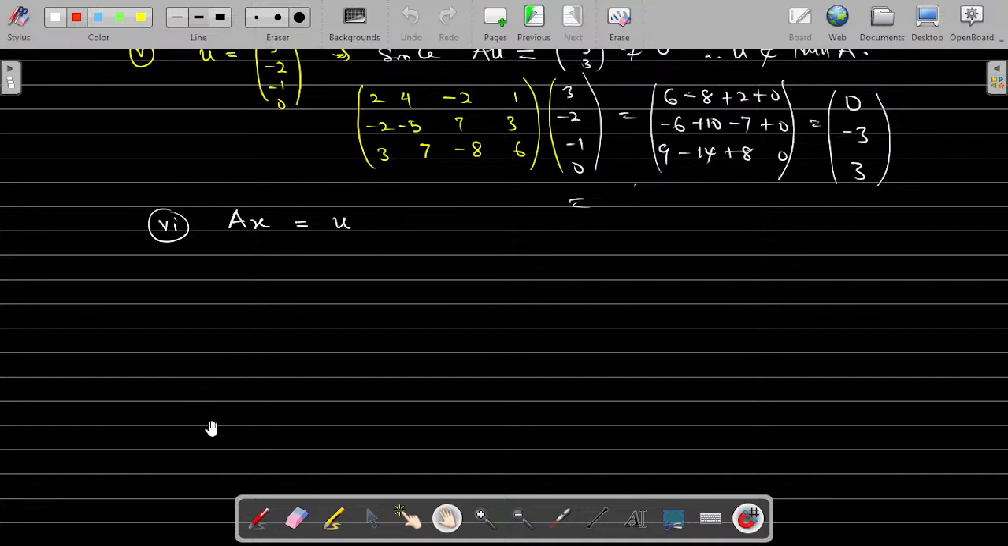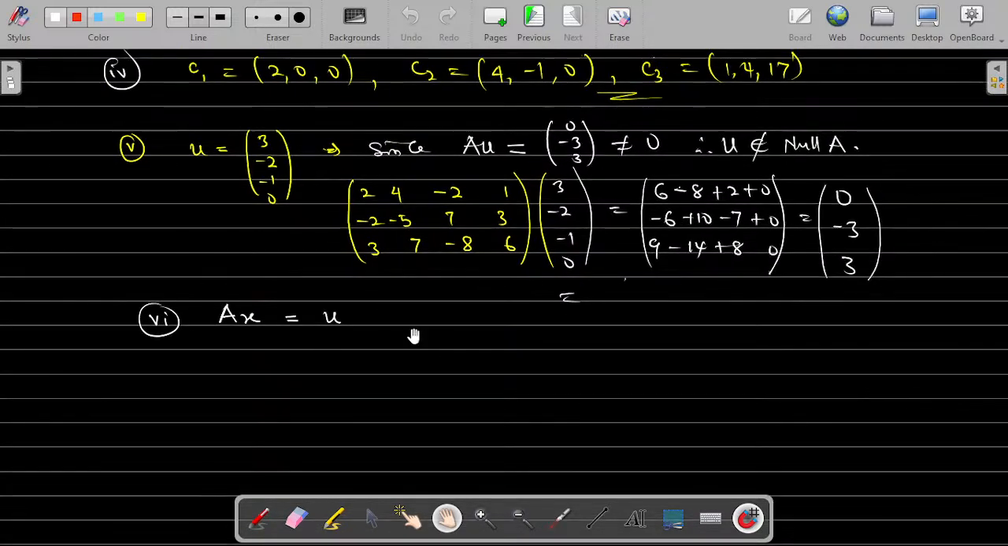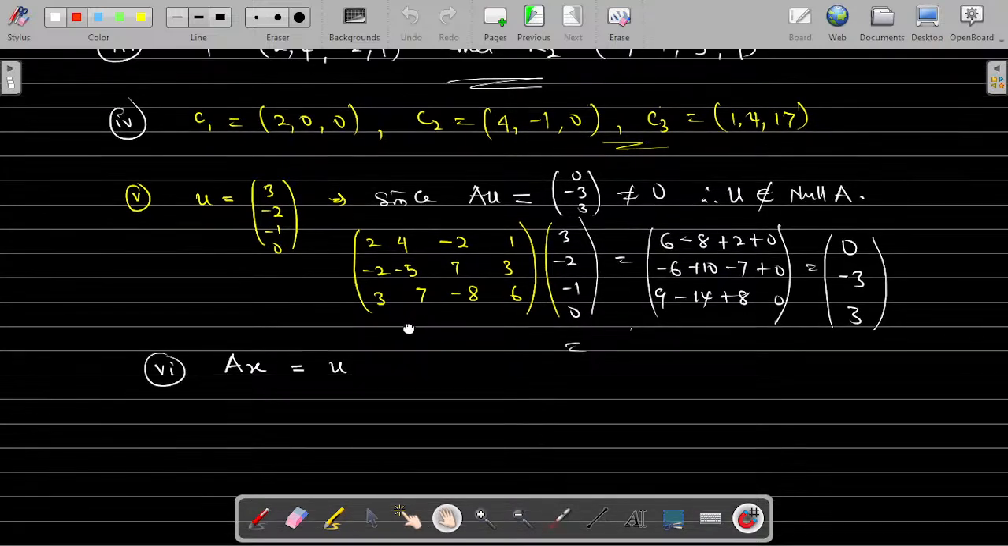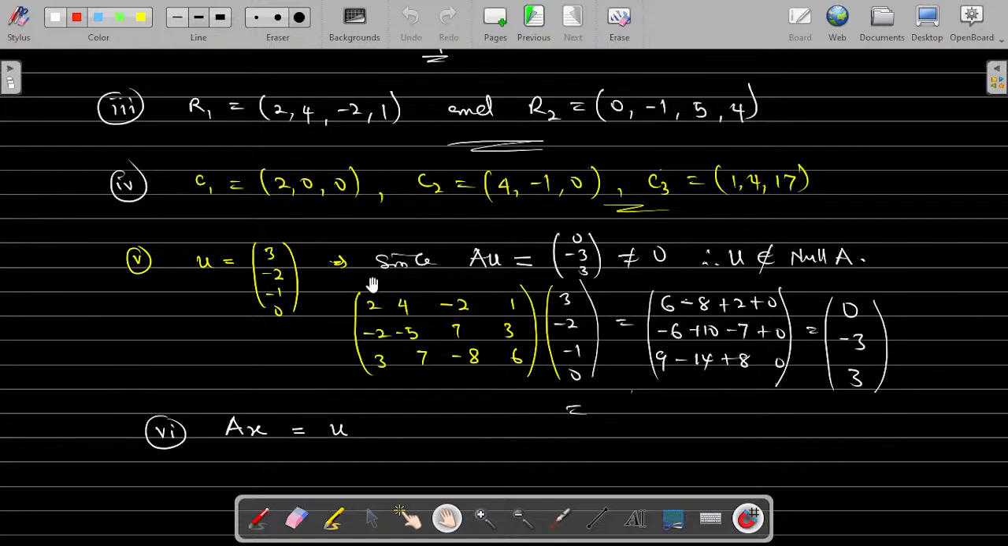Okay. But even before using that approach, you can clearly see that your U cannot be in the column space of A, because where is our U? This is the U we are given. Let me be sure of where our U is. This is a continuation, so we need to be sure of where we stopped. Okay, so U has 4 entries. That's this: 3, minus 2, minus 1 and 0.